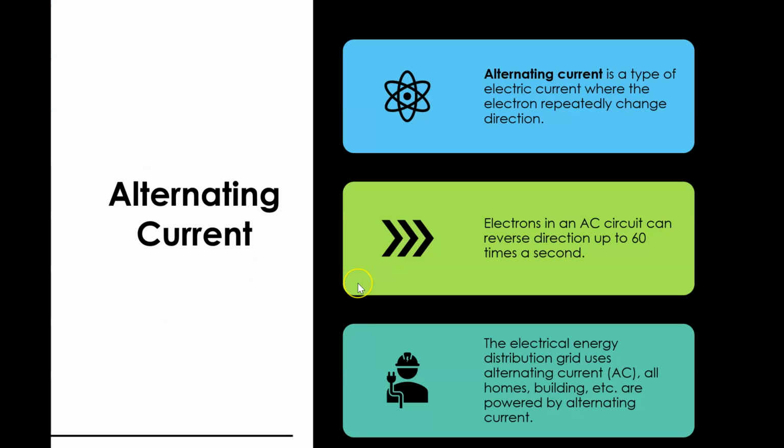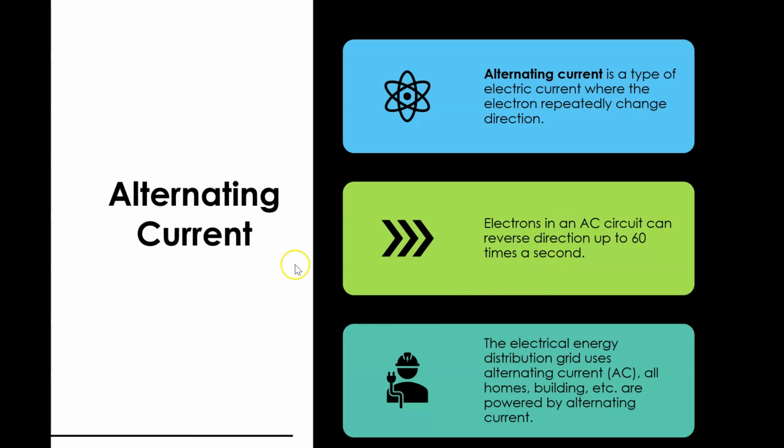Alternating current is the other type of current, and this is where the electrons are going to change direction. So they will move in one direction, and then they can switch to move in the opposite direction. Electrons in an alternating current circuit can reverse direction up to 60 times a second. So that's really a lot of back and forth in a very short amount of time.